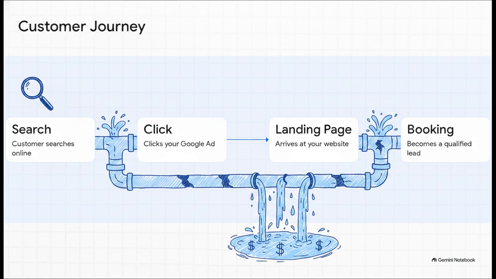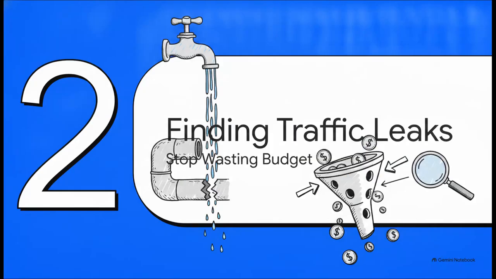Here's the thing. If you're constantly obsessing over cost per click, you are totally missing the forest for the trees. The complete customer journey is essentially a pipeline. It goes from the search, to the click, to the landing page, and all the way to the booking. Think of this journey literally like a physical water pipe in a house. If there's a break anywhere along that pipe, the water, or, in our case, your advertising budget, it just leaks right out. You don't necessarily have a Google Ads problem. You might have a landing page problem, or a targeting problem, or maybe a lead qualification problem. We really have to look beyond just the initial click to find the exact broken pipe where your money is draining away.